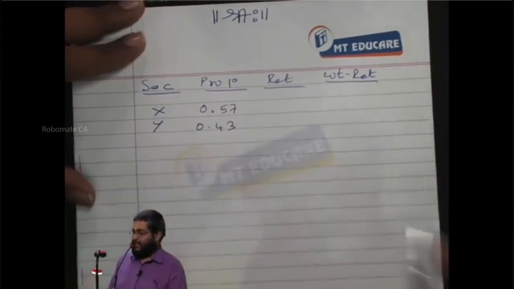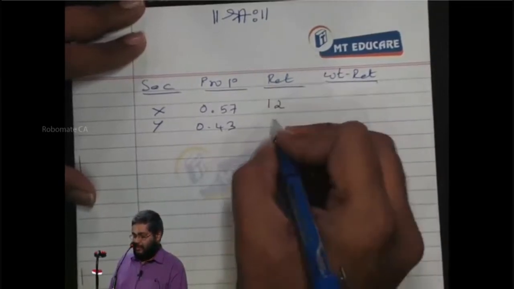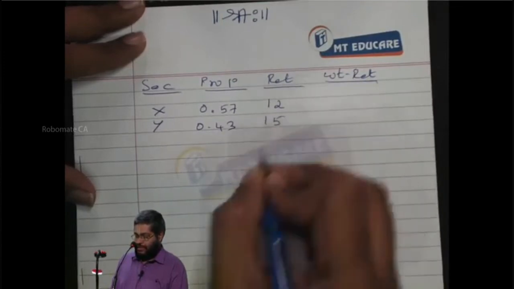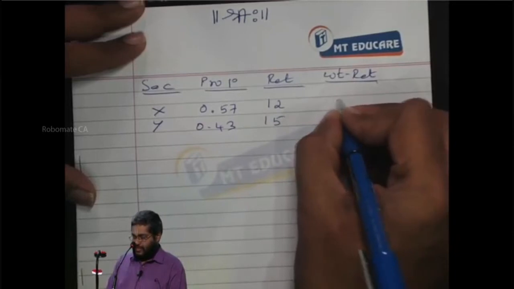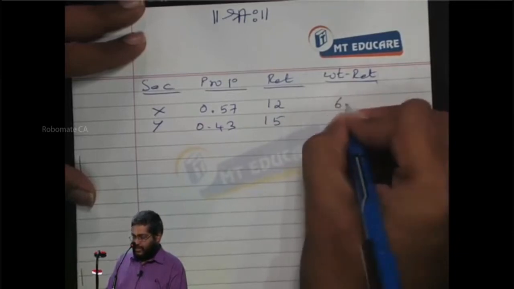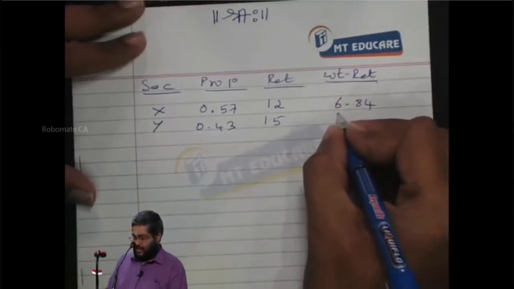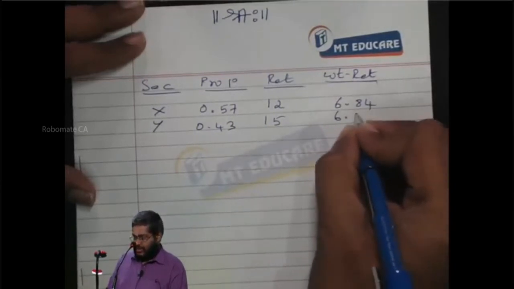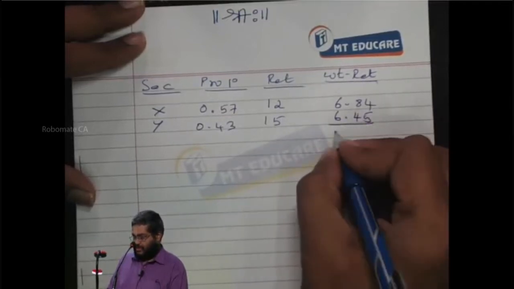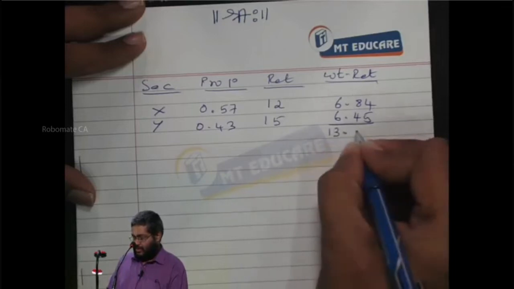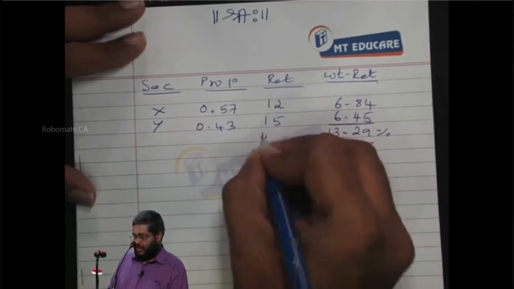Now, tell me what is return of X? 12%. Return of Y? 15%. 0.57 into 12. Somebody tell me the number. 6.84. And 0.43 into 15. 6.45. Tell me the total. 13.29%. We call as RP.